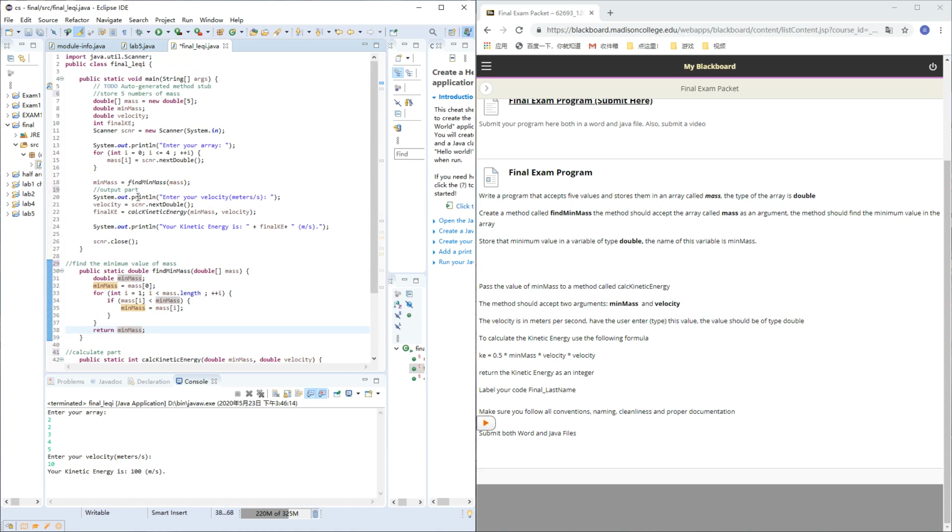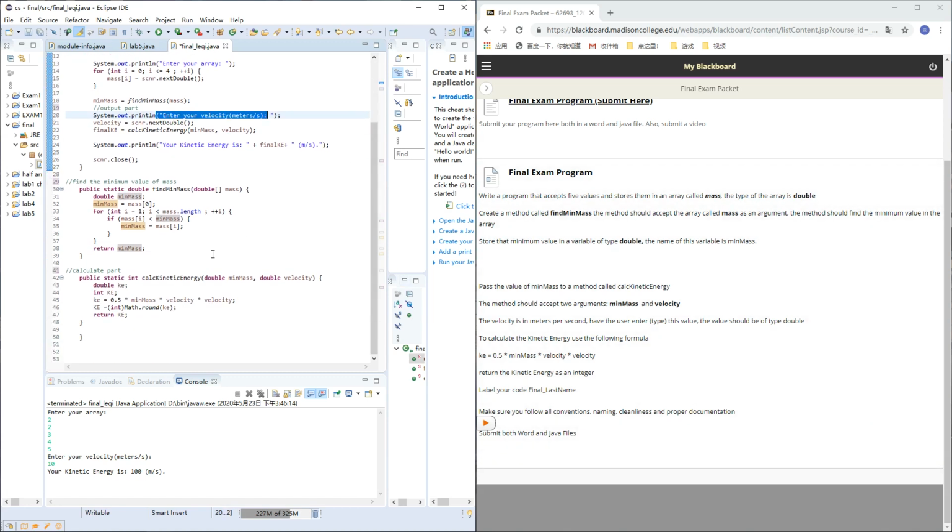And then we ask them to enter the velocity, which is meters per second. And so we have the velocity and the minimum mass. Then we do the calculation. It's right here. So we have a double, small kinetic energy, and we have an integer kinetic energy.